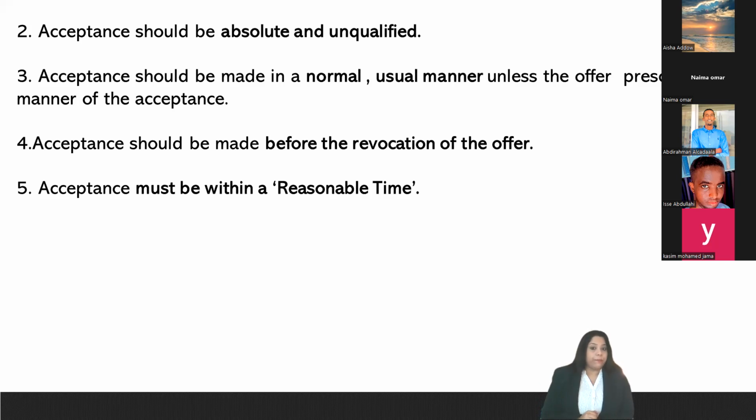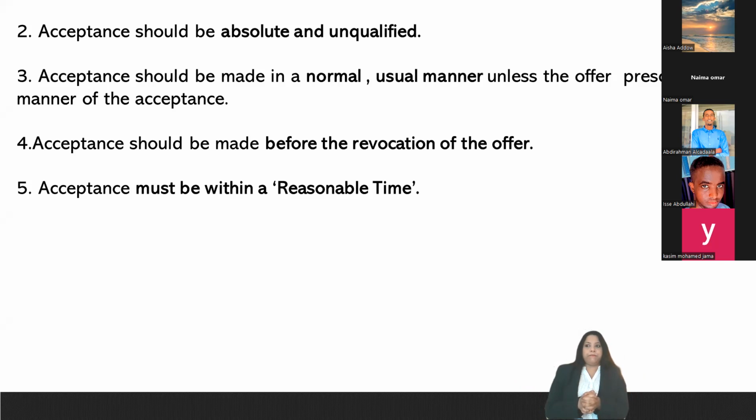The acceptance should be made before the revocation of the offer, before the offer cancels or before the offer closes. Acceptance should be made before that. Then acceptance must be within a reasonable time. In case the offerer has a time limit, it has to be within a reasonable time.